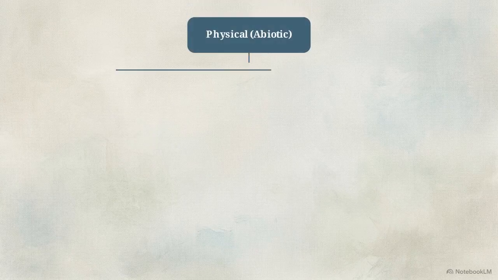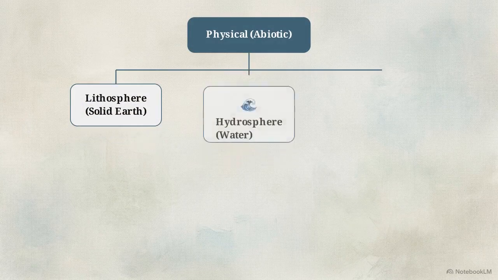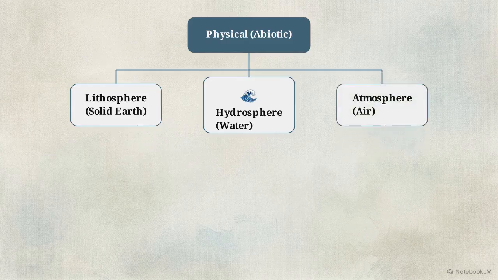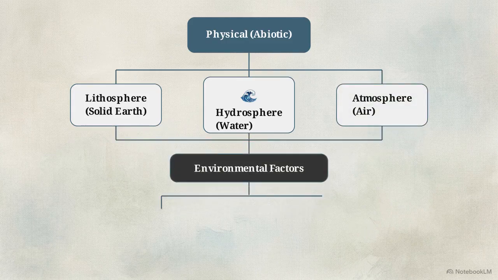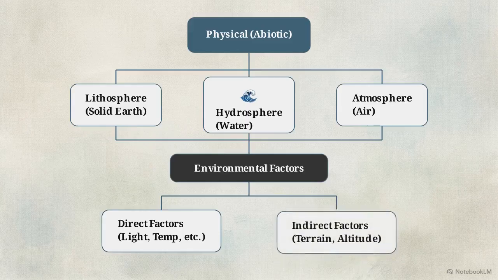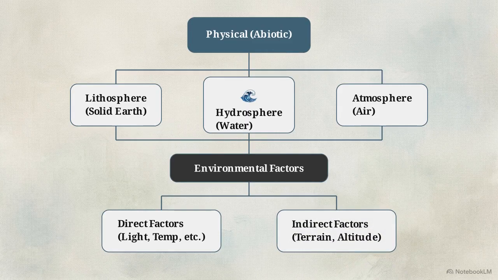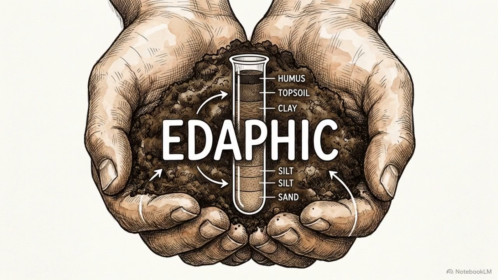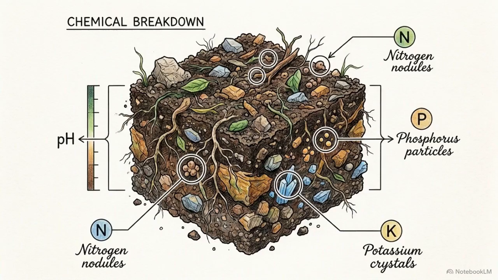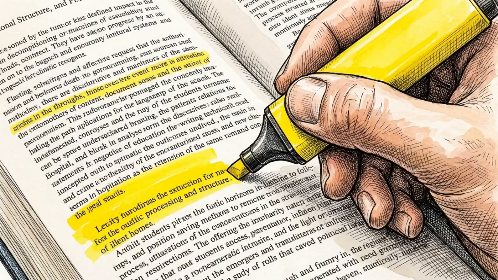The physical branch divides into the lithosphere, representing solid Earth, the hydrosphere, encompassing water, and the atmosphere. These interact with organisms through direct factors, like temperature, and indirect factors, like physiographic terrain, which dictate those direct conditions. Within those direct factors, you will frequently see edaphic factors tested on exams. Edaphic simply refers to the physical and chemical properties of soil. Mastering this specific taxonomy is your first objective.